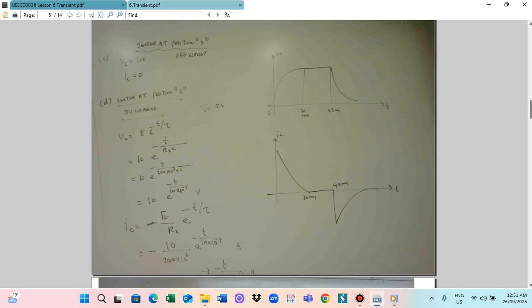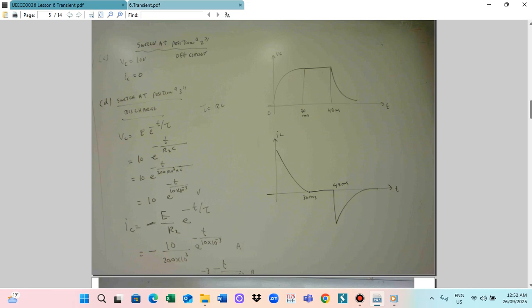Here we connected a voltage E. When you turn on the switch, there is a discharge, and you can calculate the discharging current. Discharging voltage and charging voltage are different. Charging voltage VC is equal to E multiplied by 1 minus e power minus t by RC. But for the discharging, voltage is equal to E multiplied by e power minus t by RC.